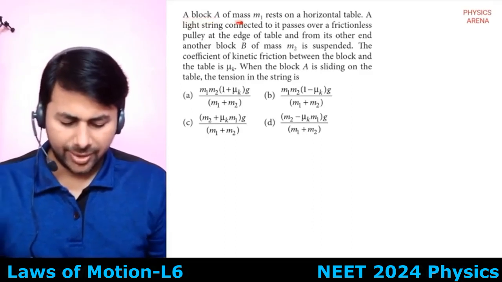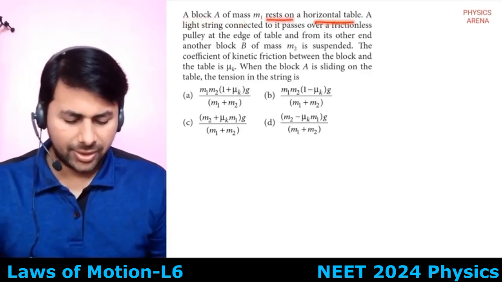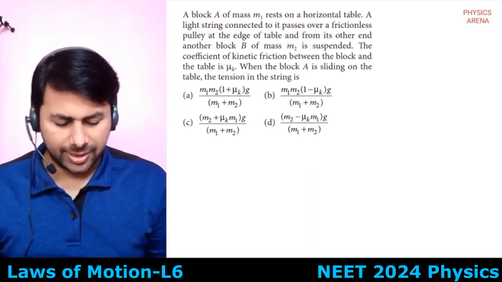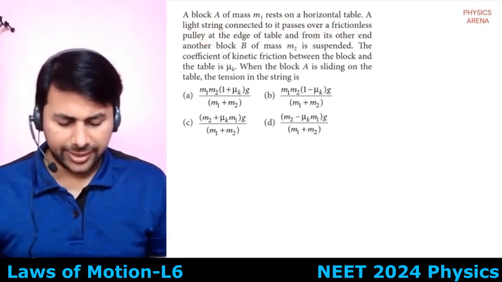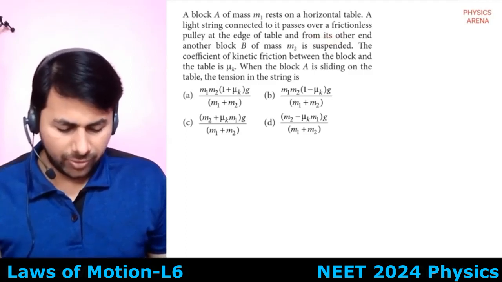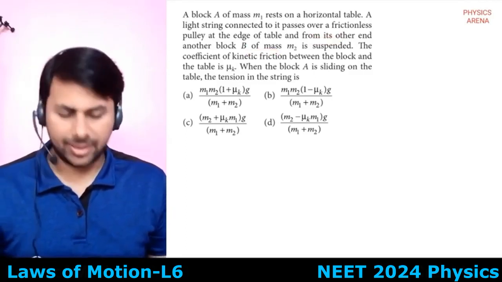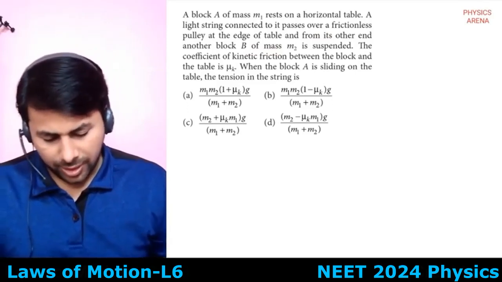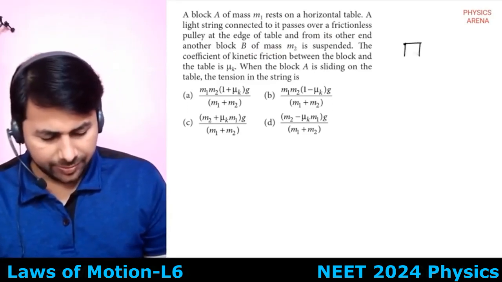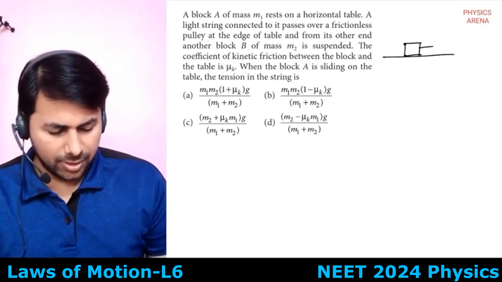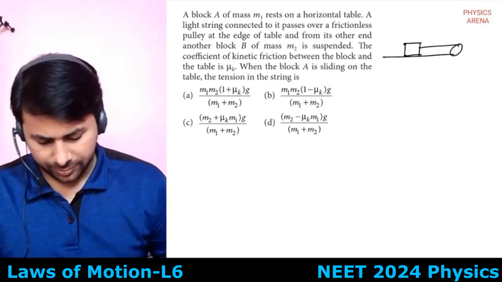A block A of mass m1 rests on a horizontal table. A light string connected to it passes over a frictionless pulley at the edge of the table, and from its other end, another block B of mass m2 is suspended. So you have a mass m1. It is resting on a table, and there is a pulley.